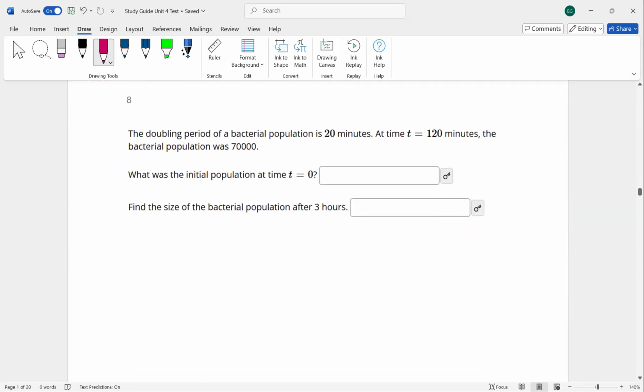Next, question number 8. The doubling period of a bacterial population is 20 minutes. At the time t equals 120 minutes, the bacterial population was 70,000. What was the initial population at time t equals 0? Okay, we're going to use the doubling period, doubling time, 20 minutes. Okay, the unit is in minutes.